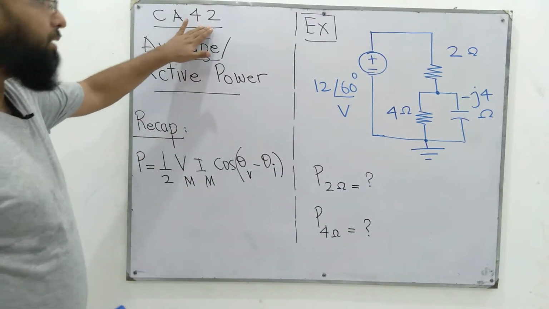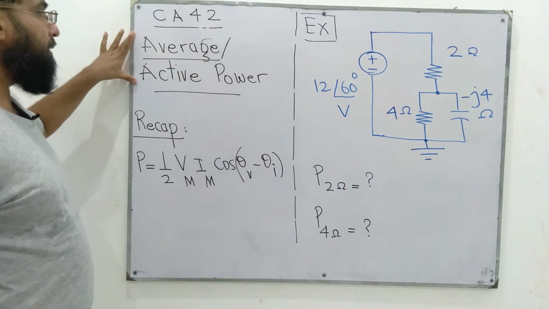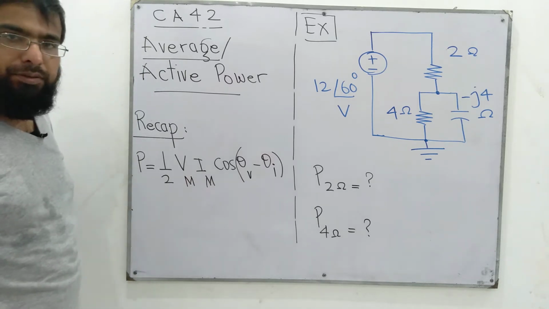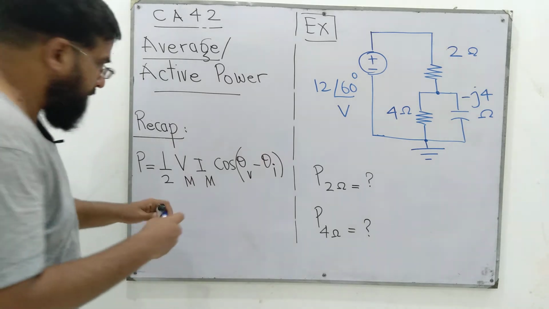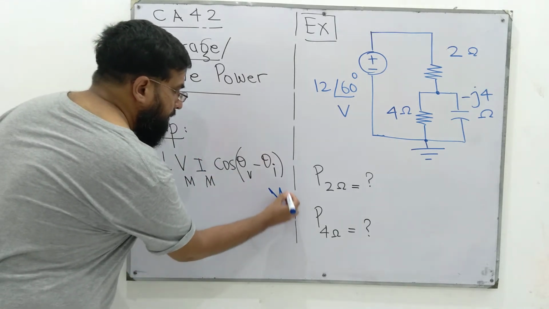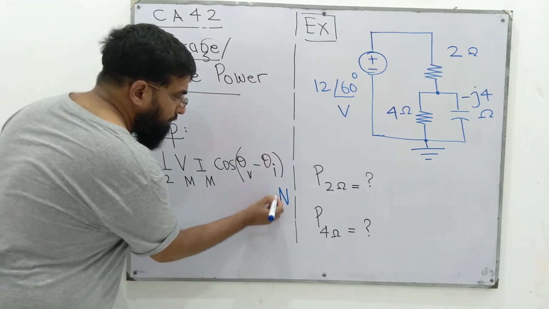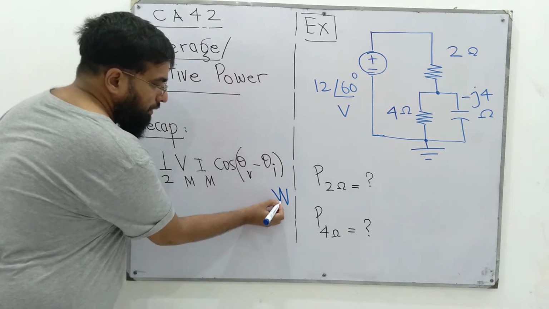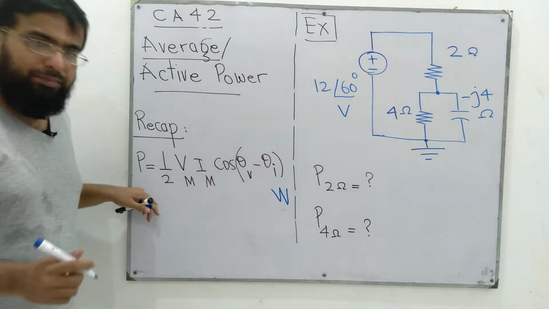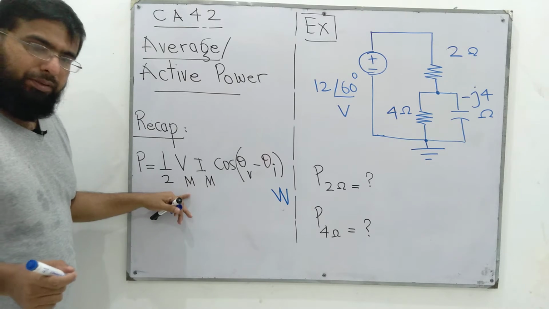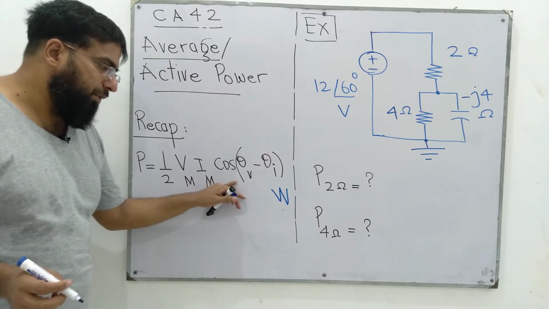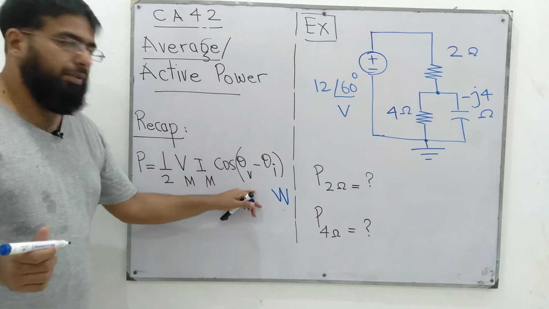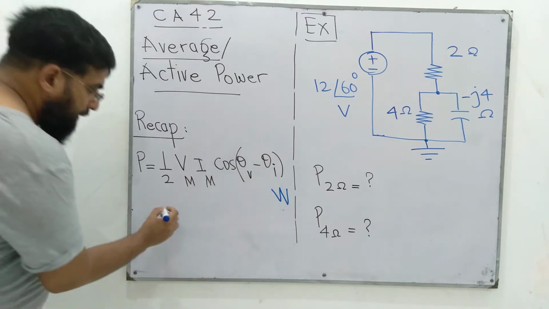Welcome to the 42nd lecture. We are studying average or active power, and there is a small recap. The active or average power, measured in watts, is 1/2 times the magnitude of voltage, the magnitude of current, times the cosine of the angle between the voltage and current.